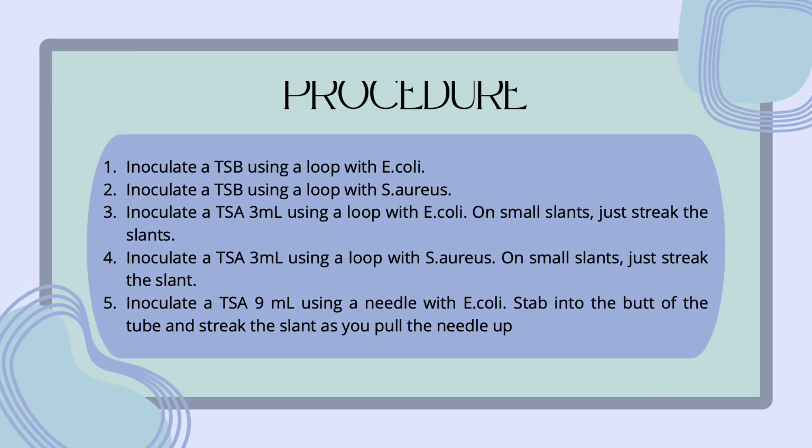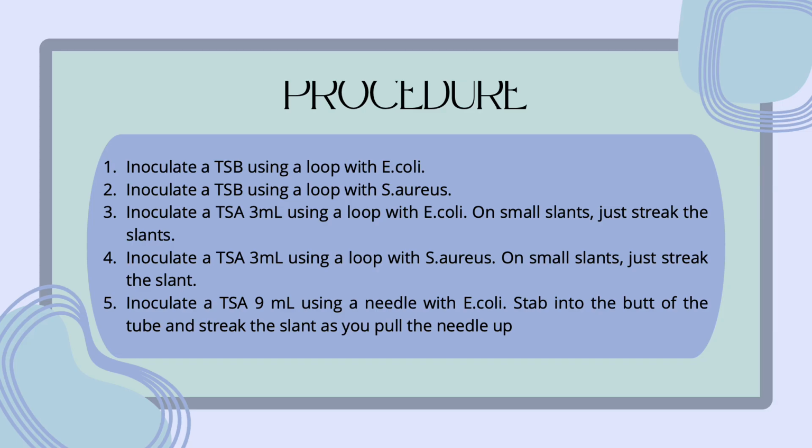Step 1. Inoculate a TSB using a loop with E. coli. Step 2. Inoculate a TSB using a loop with S. aureus. Step 3. Inoculate a TSA 3 milliliter using a loop with E. coli. On small slants, just streak the slants. Step 4. Inoculate a TSA 3 milliliter using a loop with S. aureus. On small slants, just streak the slant.